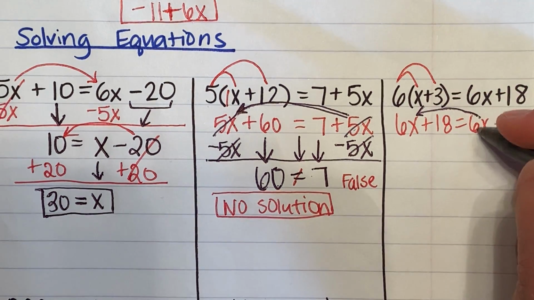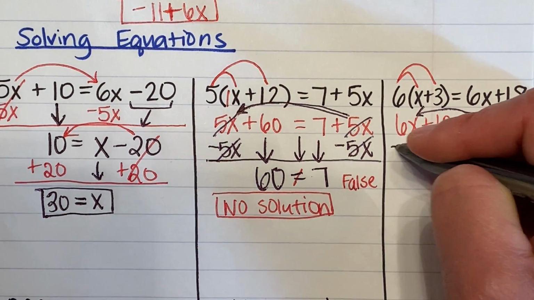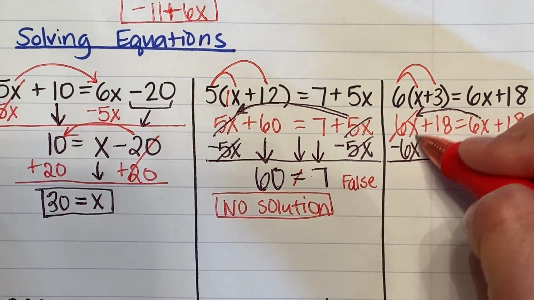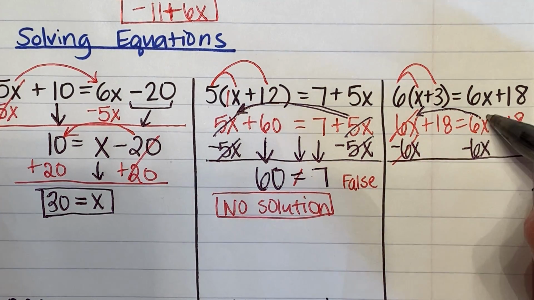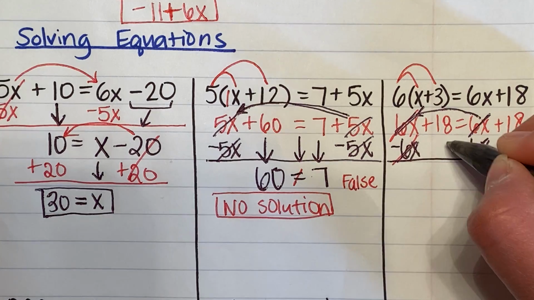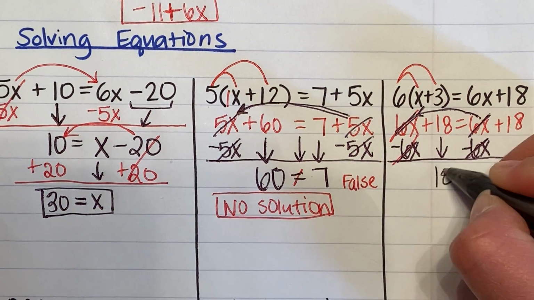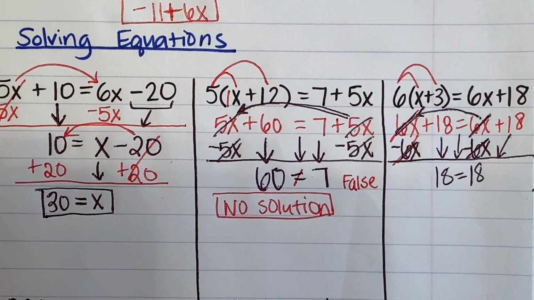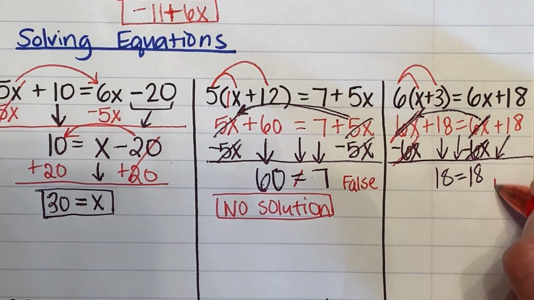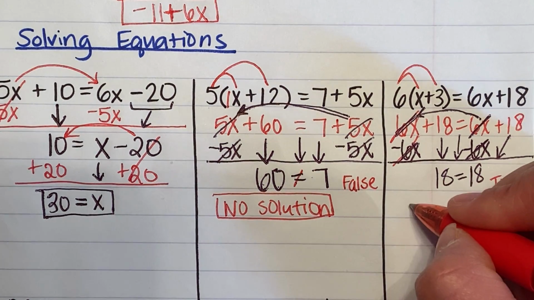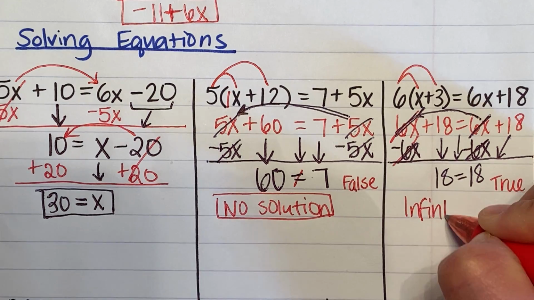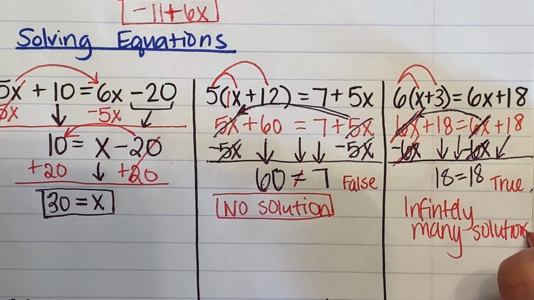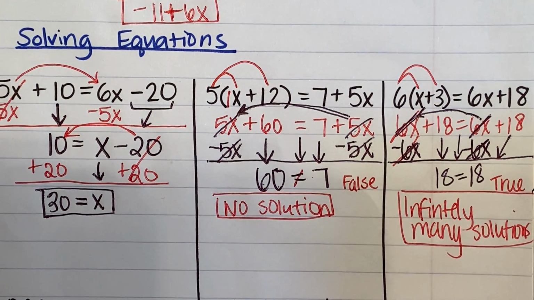Let's move our variables to the left and we're going to move this 6x by subtracting it from both sides. When we subtract it from both sides, our 6x minus 6x goes away and it's 0. Let's write down what we have left to see what happens. I will have 18 equals 18. Both of these values are positive. That's a true statement. Anytime your variables cancel out and you're left with a true statement, that is infinitely many solutions.